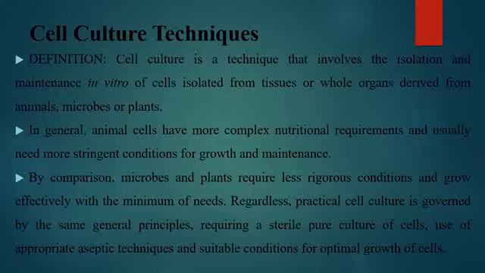And like I mentioned the previous time, you need the right conditions to sustain an in vitro culture of cells. Now, animal cells have more complex nutritional requirements and keeping them is difficult. So you need stringent conditions for their growth and maintenance. By comparison, microbes and plants require less rigorous conditions and grow effectively with a minimum of needs. Regardless, practical cell culture is governed by the same general principles, requiring a sterile, pure culture of cells, use of appropriate aseptic techniques, and suitable conditions for optimal growth.